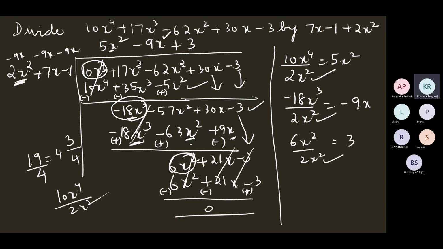Now again, this is the new dividend. The first term is 6x squared. Divide that by 2x squared. It's 3. Write plus 3 in the quotient. Again, multiply every term of the divisor by 3. So 6x squared plus 21x minus 3. Change the signs. All of them will get cancelled and the remainder is 0.